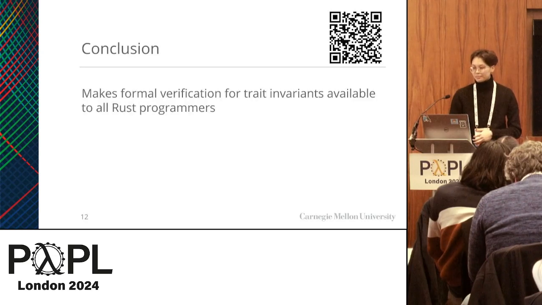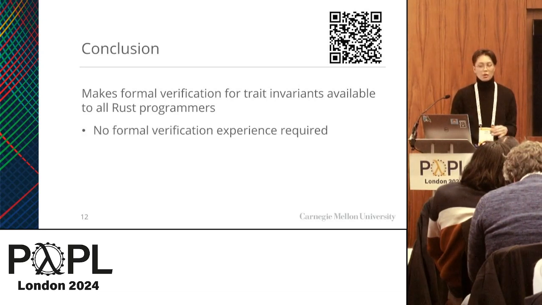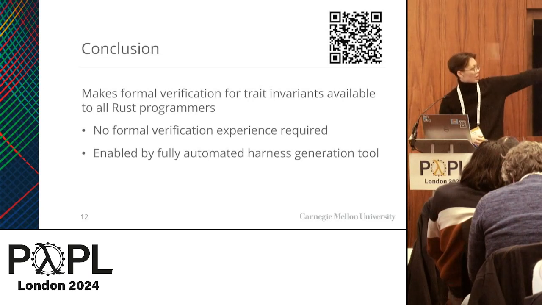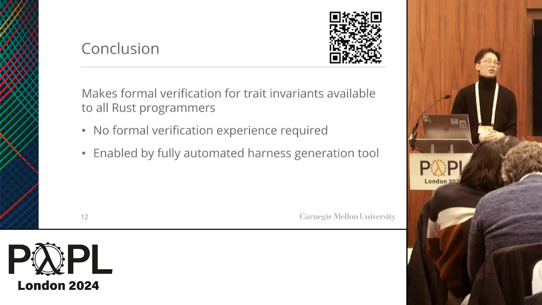So all in all, our tool helps make formal verification for trait invariance available to all Rust programmers with no formal verification experience required. You saw, just click a button, it adds the test, click another button to run that. And it's enabled by our fully automated harness generation tool. If you want the GitHub, that's just at the QR code there.